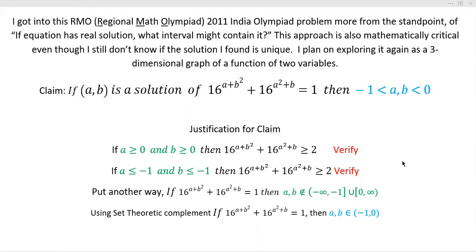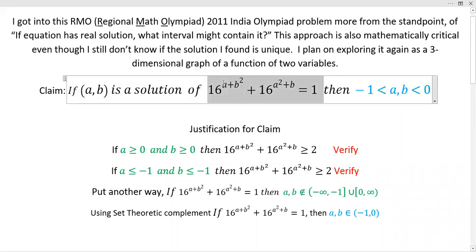It's from a regional Math Olympiad, 2011, the country of India. They call it RMO for short. But I just like the nature of the problem here. It was kind of interesting. There's some symmetry going on. It's an exponential, and I just like the look of the problem.